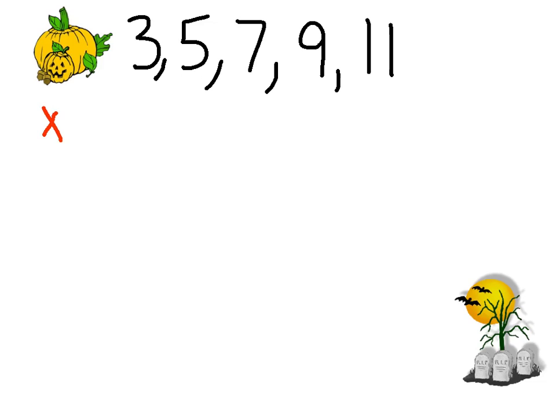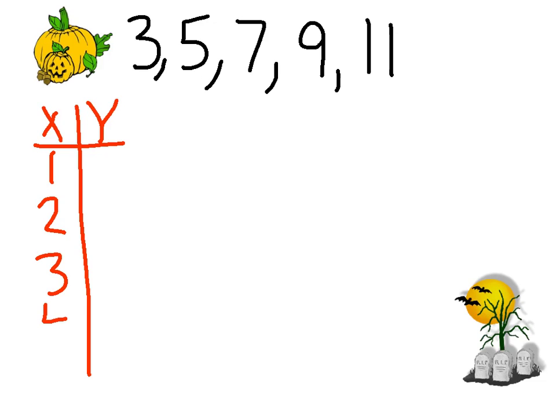Alright, remember, first thing we want to do is make our table. Our x values are 1, 2, 3, 4, and 5. Our y values are 3, 5, 7, 9, and 11. Alright, next thing we want to do is find the difference between our y values.